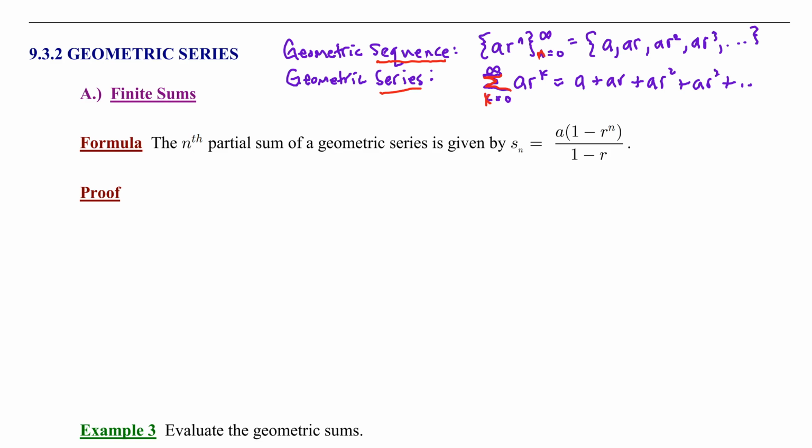The very best thing about recognizing a geometric series is that it is very easy to sum. We will determine the value of a geometric series as the limit of the sequence of partial sums. So let's begin with finite sums. The nth partial sum of a geometric series is given by s sub n equals a times 1 minus r to the nth power divided by 1 minus r.